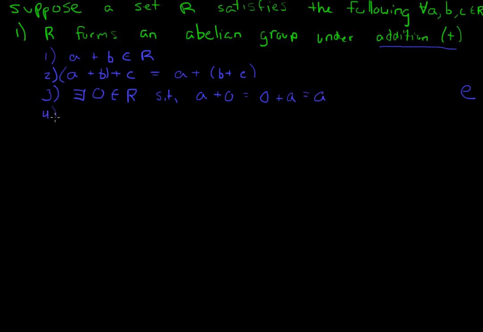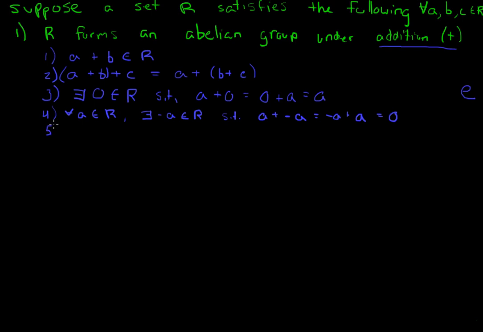Number 4, we have additive inverses. So for all A in R, there exists an additive inverse for A, which we're just going to denote with a negative symbol in front. It's not really negative A, it's the additive inverse for A, that we just use the negative for it. So there exists a negative A, or an additive inverse of A in R, such that A plus the additive inverse of A is equal to the additive inverse of A plus A, which is equal to 0, our additive identity.